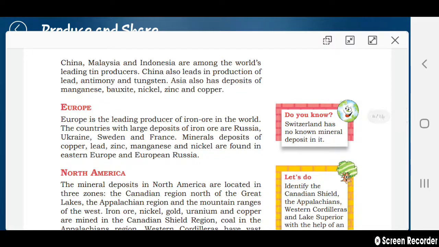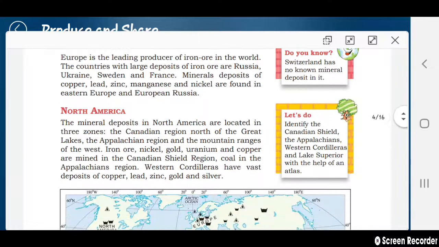China, Malaysia and Indonesia are among the world's leading tin producers. These three countries produce more tin and export it to other countries. China also leads in the production of lead, antimony and tungsten. Asian countries also have deposits of manganese, bauxite, nickel, zinc and copper.